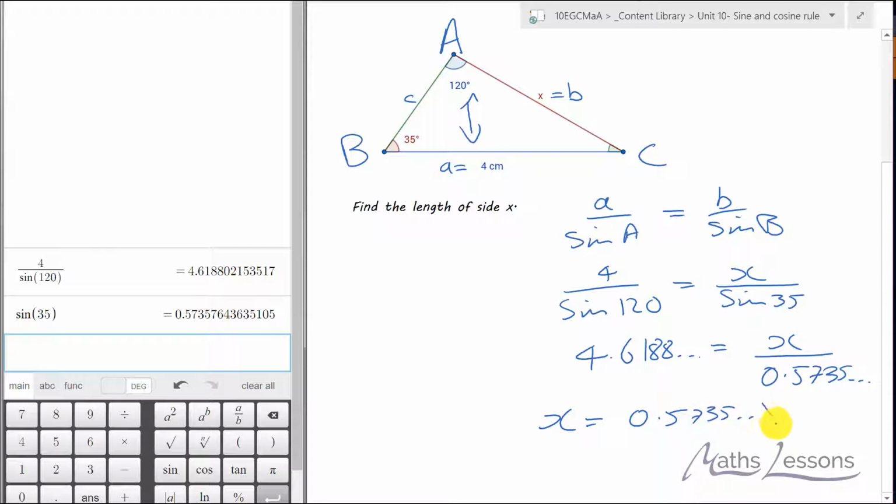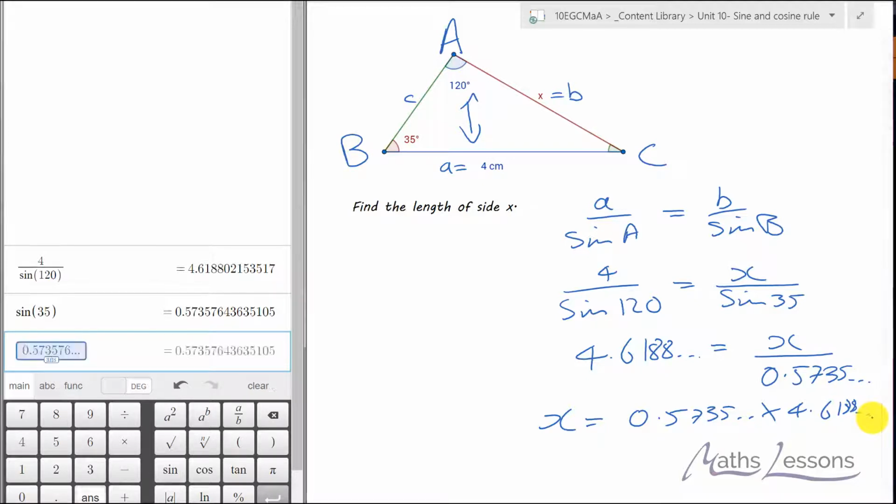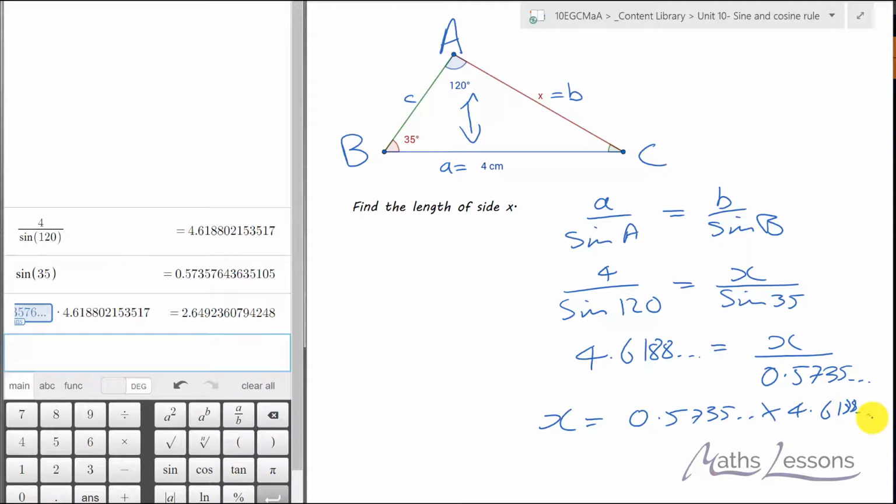0.573, all of that, times by 4.6188, and use all the figures. So we're going to take that answer and times it by 4.61. We don't really need to go this far, but it's a good habit to use the whole number so you don't get any chance of any rounding errors.